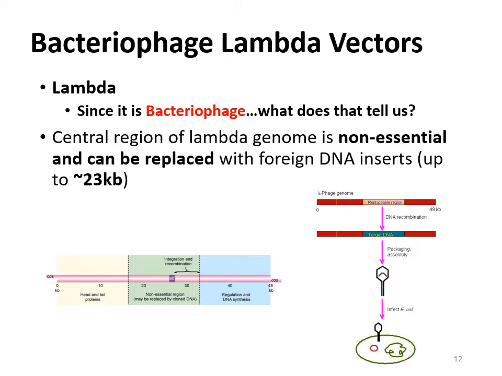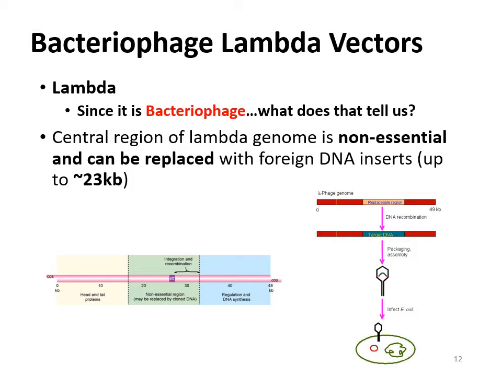Now, in addition to plasmid, sometimes we use some other types of vectors. Here we have bacteriophage lambda vectors. That's basically saying that you can use lambda, which is a virus, okay? A virus that infects bacteria with its viral genes.